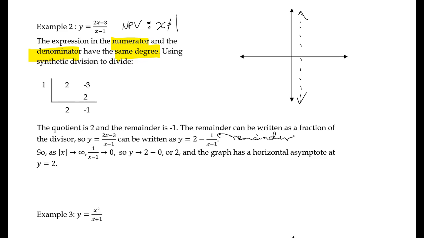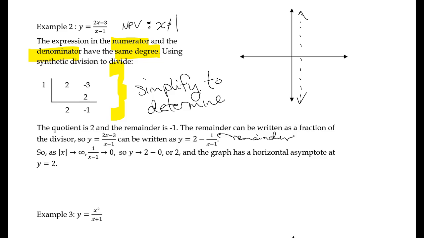Okay, so again, we use synthetic division to simplify. And that will help us determine our horizontal asymptote. Okay. So again, the key thing here would then be to look at our remainder.